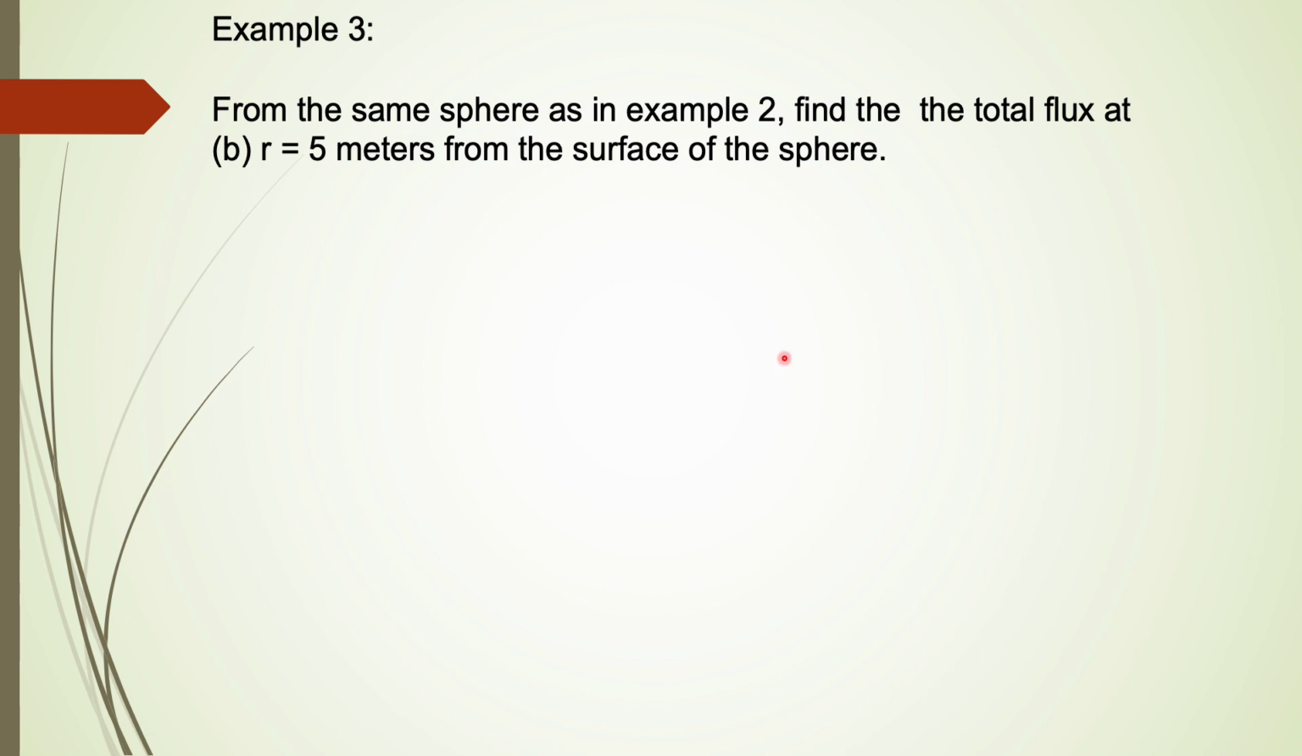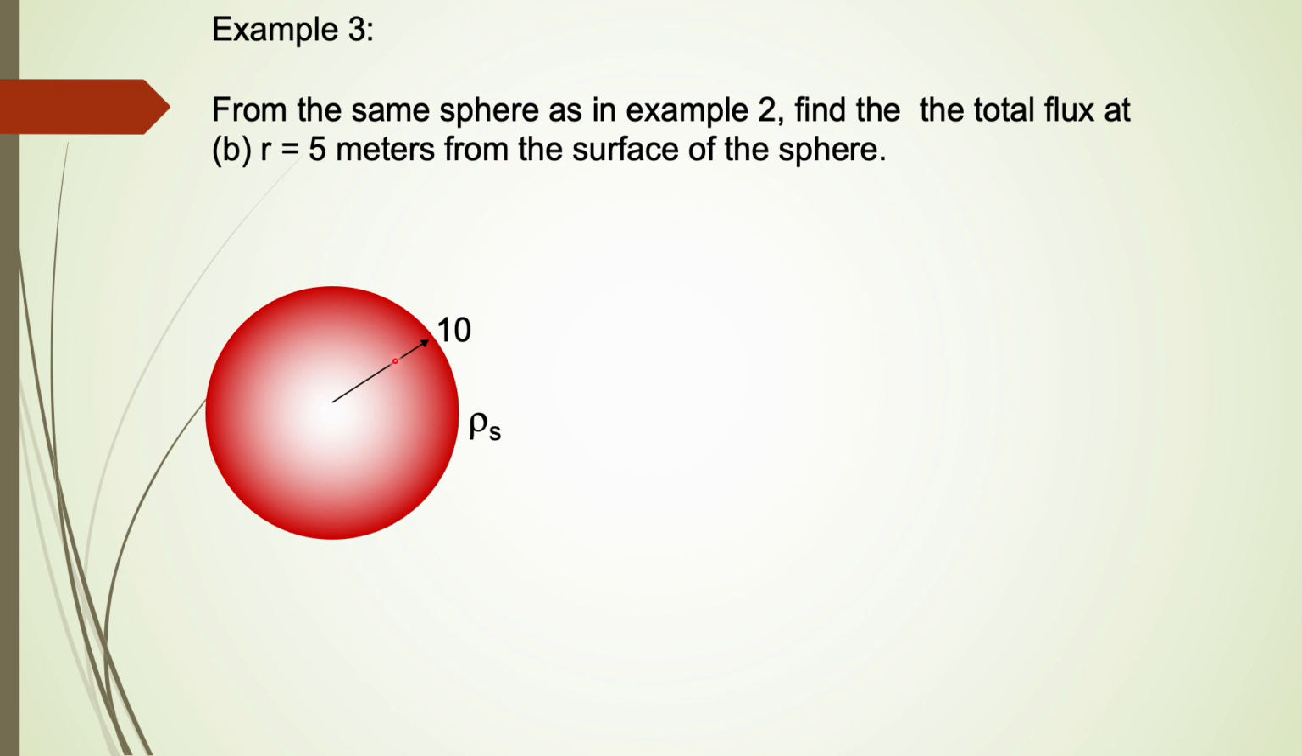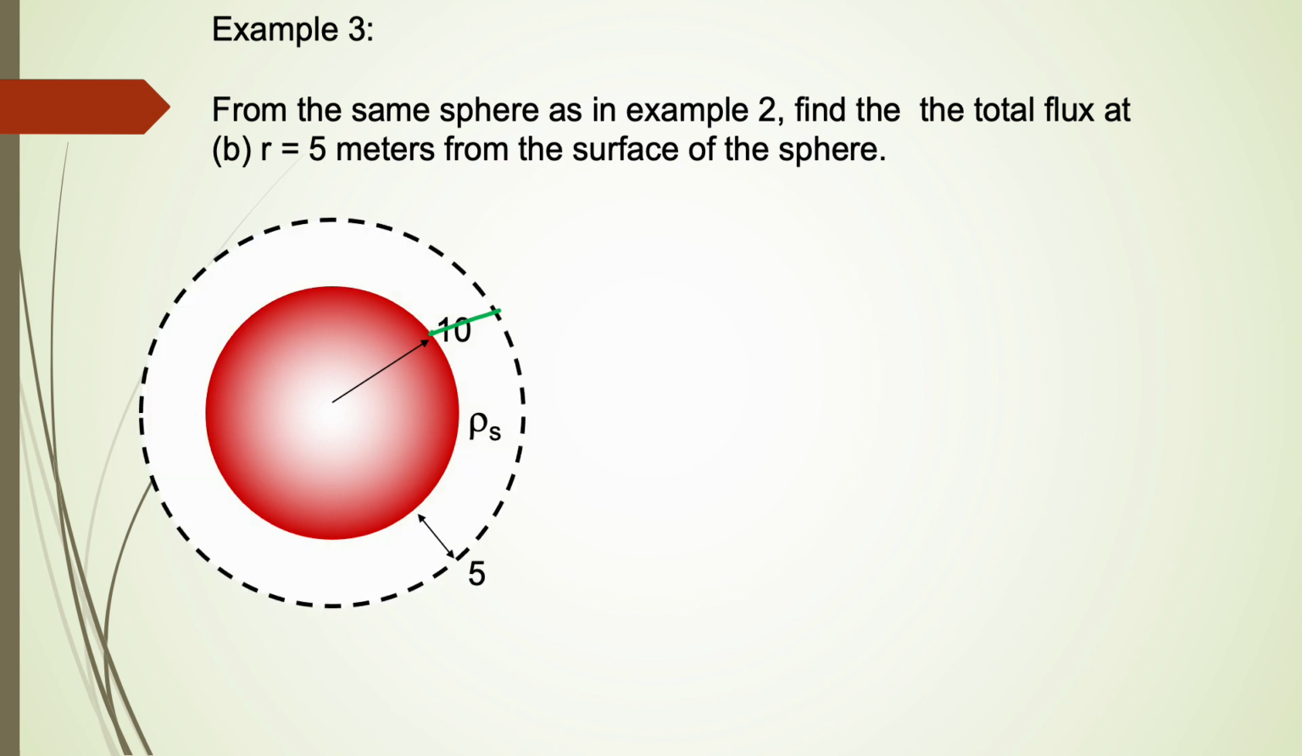Now we want to do the same question, but now when the radius is 5 meters from the surface of the sphere. So this is the structure. It is 5 meters from the surface of the sphere, meaning that you have to add another 5 meters from the surface. So now the total radius is 15 meters. So what is the value of Q enclosed? This is our imaginary line.